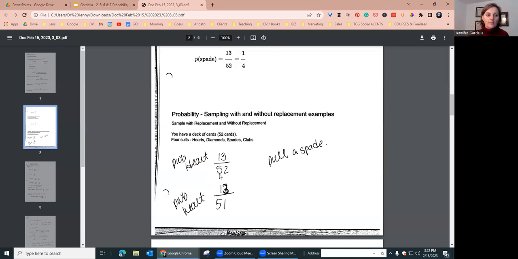These are all possible outcomes still, but we've pulled out a spade already, and so the number of cards has diminished. So you'll see lots of examples of this in your book.